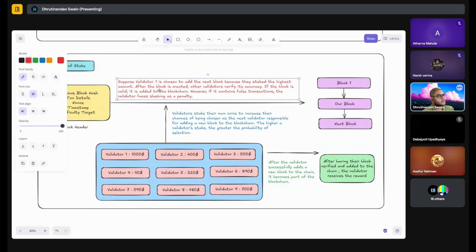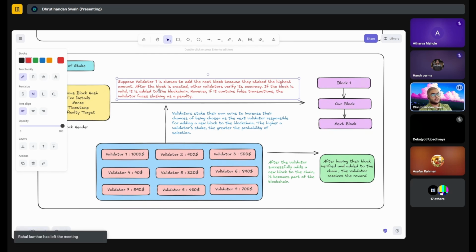After the block is created, other validators verify its accuracy. If the block is valid, it is added to the blockchain. However, if it contains a false transaction, the validator faces slashing as a penalty. So let me brief it down.